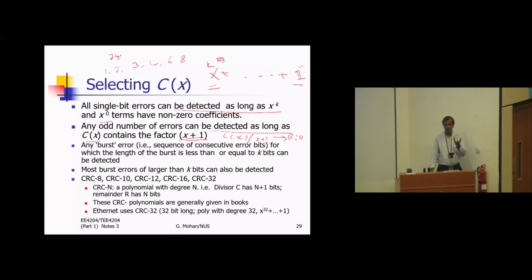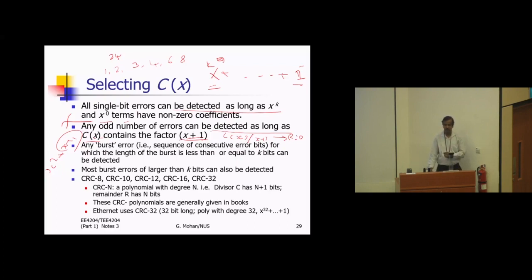That means x plus 1 is a factor of C. Agreed or not? When we say C of x has factor x plus 1, don't think that just because we use x square plus x plus 1, it has a factor x plus 1. No. When you divide C of x by x plus 1, if you get remainder 0, then it has factor x plus 1. If it has factor x plus 1, it can detect any odd number of errors. Let's say 5 bits are corrupted. If 107 bits are corrupted, odd number of bits corrupted, it can detect it.